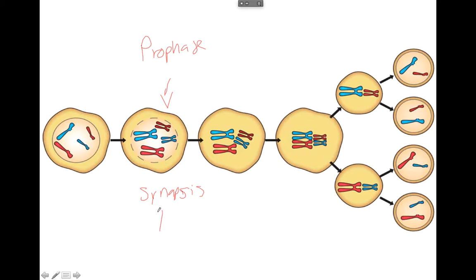In synapsis, homologous chromosomes pair up side by side, and the next thing that occurs is something called crossing over. During crossing over, these chromosomes actually cross different parts, and they will break off and join the opposite chromosome so that each of these cells over here at the very end can be genetically different from each other. They cross over at random places, and this gives us variation.